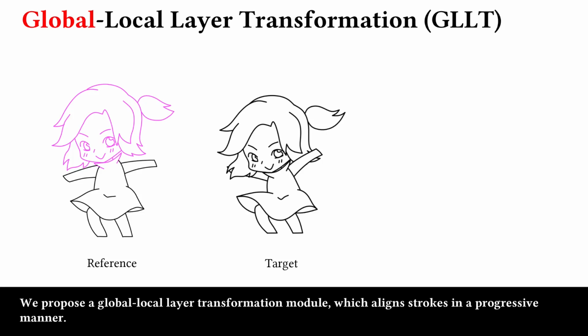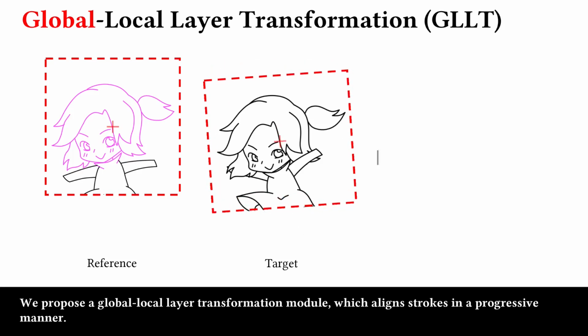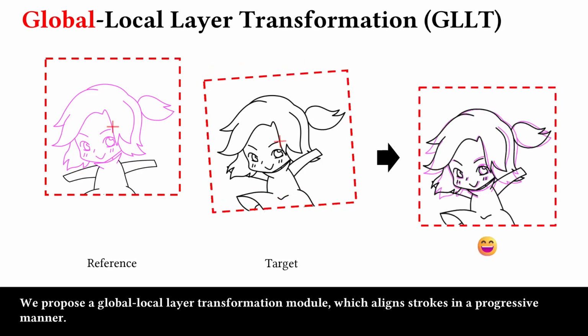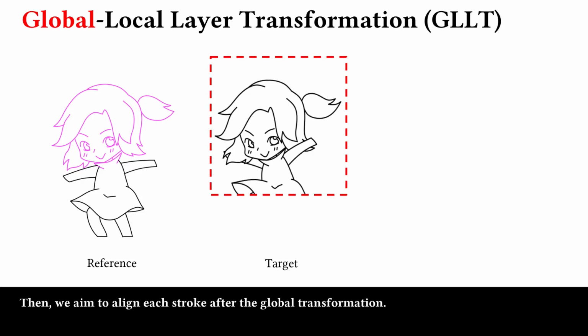First, we aim to align the layers. We crop patches for the keyframes using windows in a reference layer view for the alignment. A global transformation is predicted and applied to the target window. The cropped target patch aligns better with the reference. Then we aim to align each stroke after the global transformation.